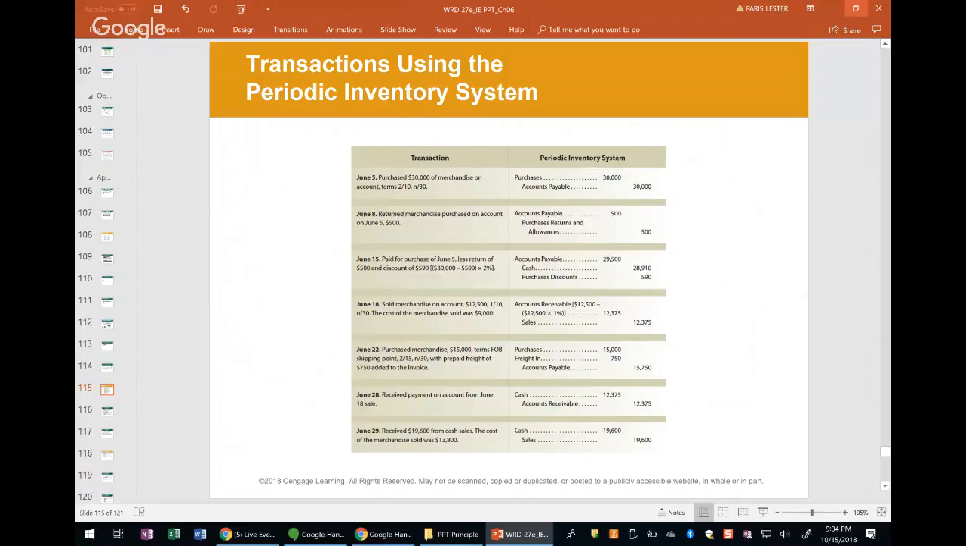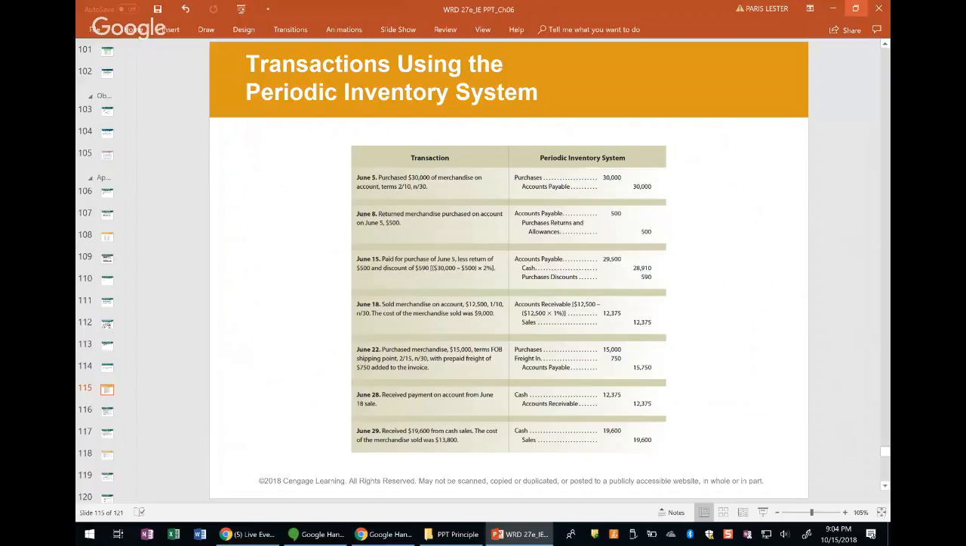All right. We debit accounts receivable and credit sales. What would have to happen if that were perpetual? We'd have to debit cost of goods sold and credit merchandise inventory. It would take two entries.